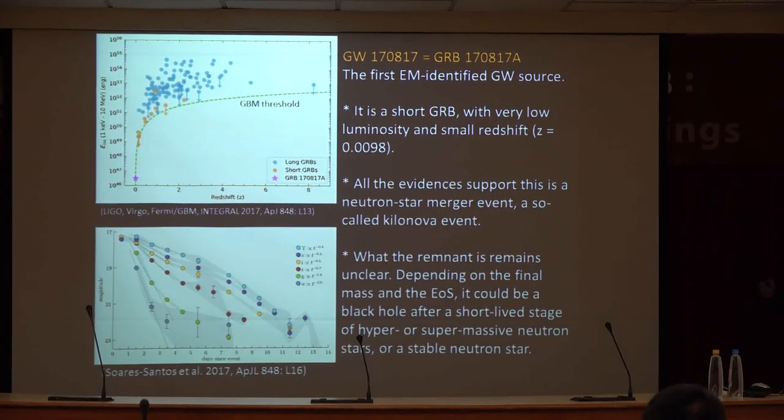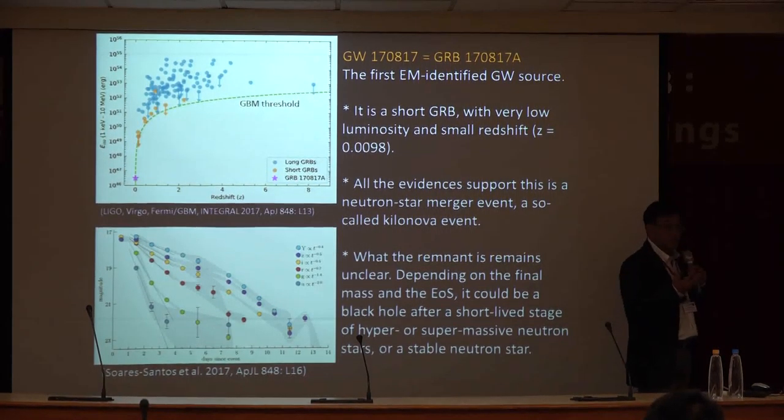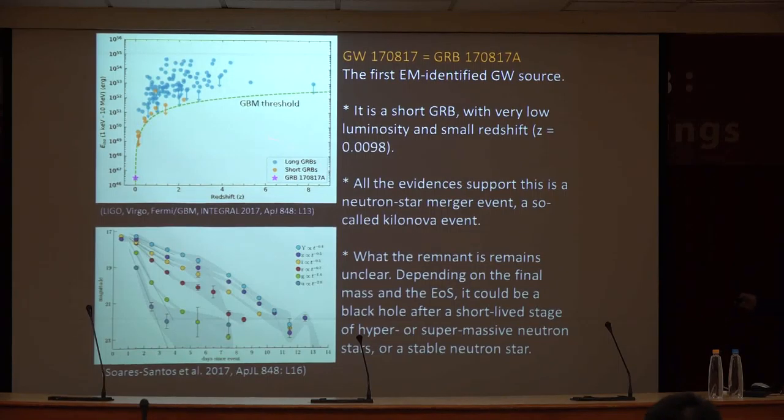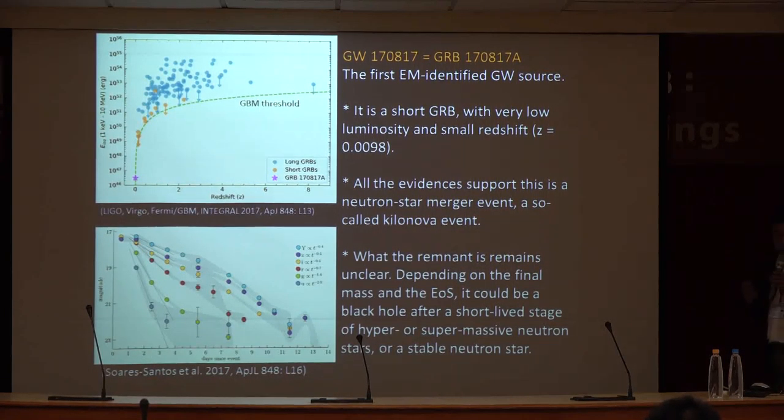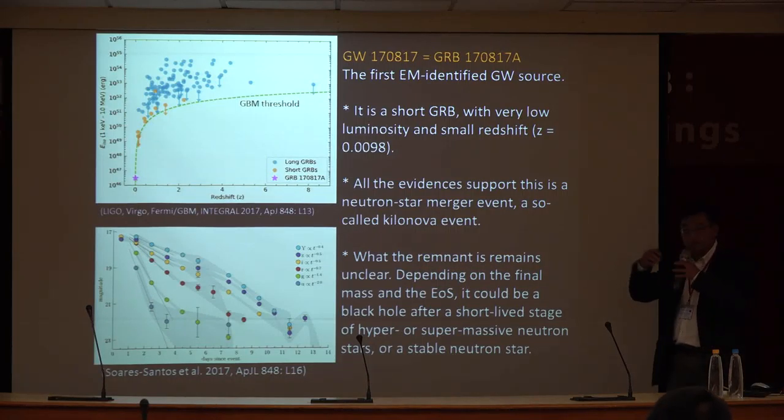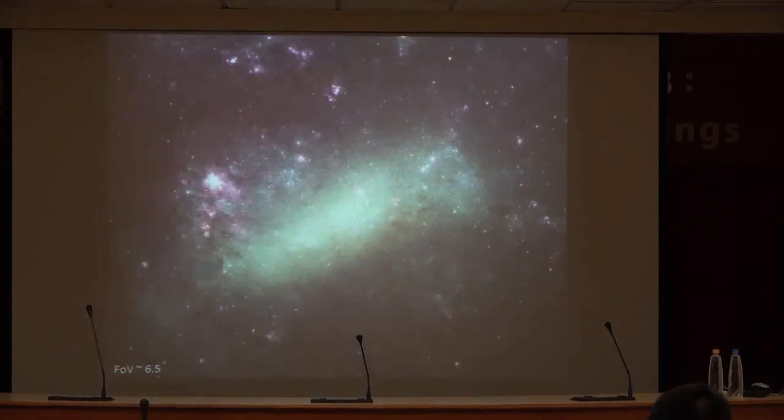But anyway, from all the observations of the afterglow, one can be happy to say it supports the common wisdom. I mean, it has been a long time that people suspected short GRBs come from neutron star mergers. The theory was there for a long time. And now, this observation, together with the gravitational wave observation, the evidence is getting very strong to support this idea. So it's a neutron star merger, short GRB, so-called kilonova. Okay, and we have some people here working on kilonova, I believe. All right, but what remains after this merger is not yet clear.